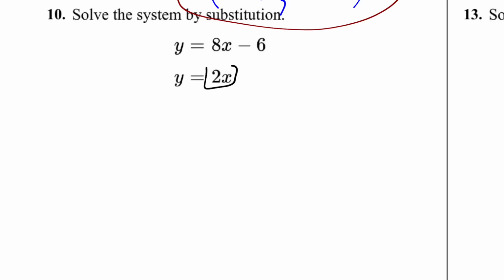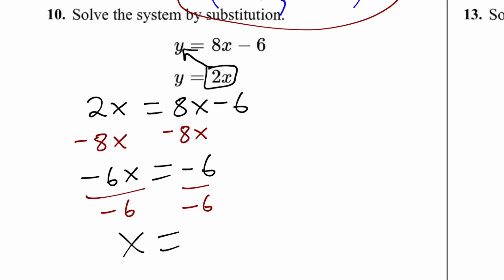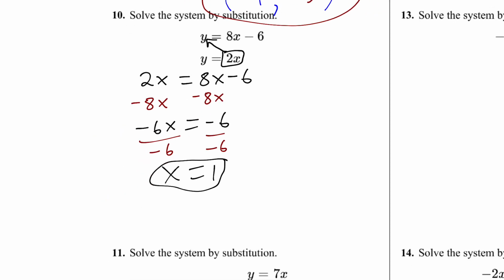First up, we substitute in for y. So we have 2x is equal to 8x minus 6. We are going to subtract 8x from both sides. This moves all of the x terms to the left side. Then I'm going to divide by whatever's in front of x, and this leaves me with x is equal to 1. I'm halfway there, so if I put my potential answer down here, the 1 goes right there.